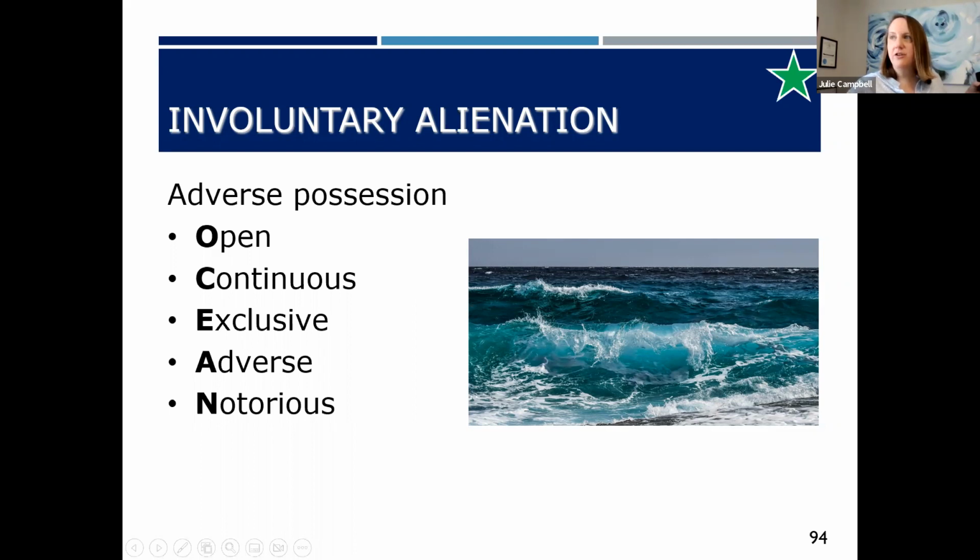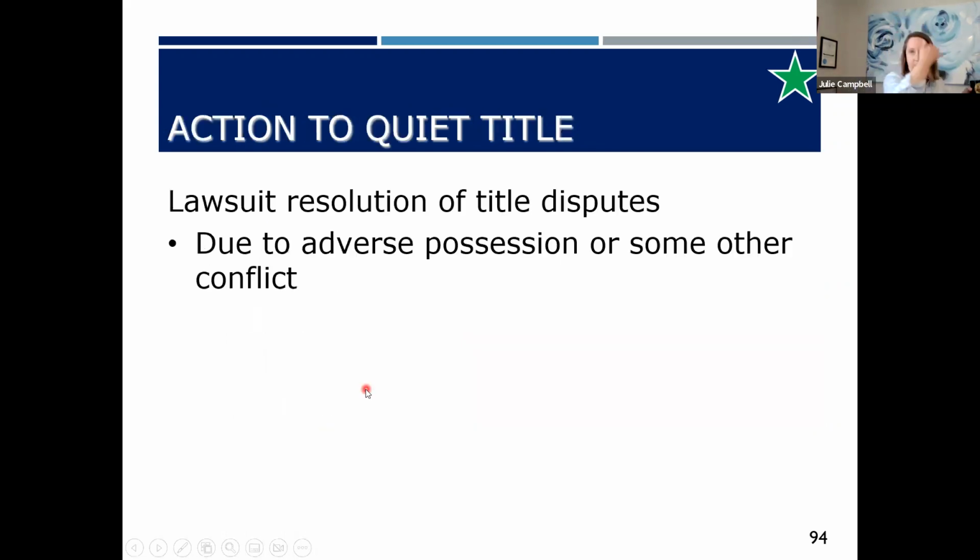If the judge grants somebody else property via adverse possession, they're probably looking at an action to quiet the title. And that's just the legal lawsuit. There's some kind of conflict, for example, adverse possession, but the action to quiet the title is just the legal process that the judge will use to make the title good again.